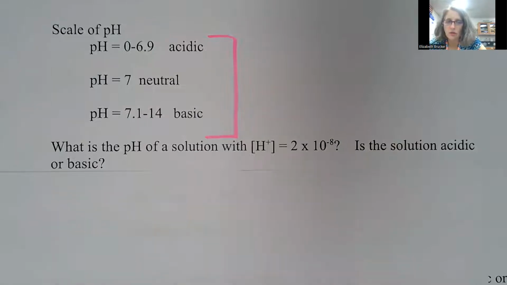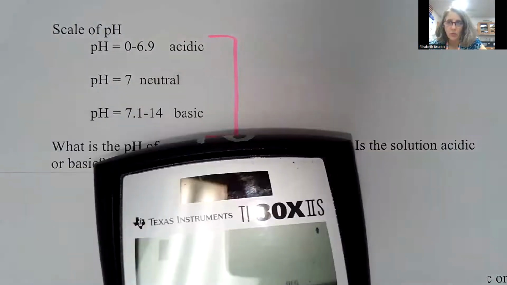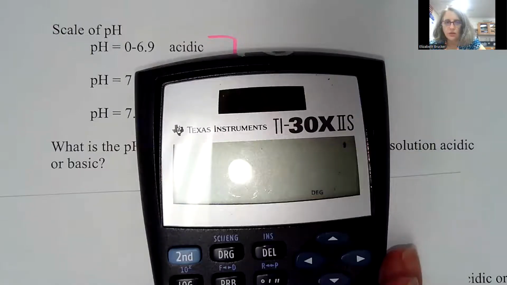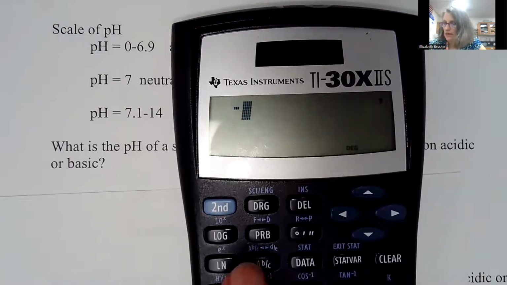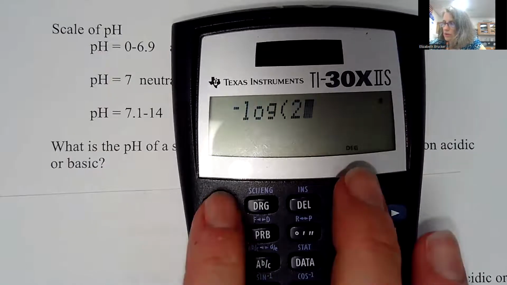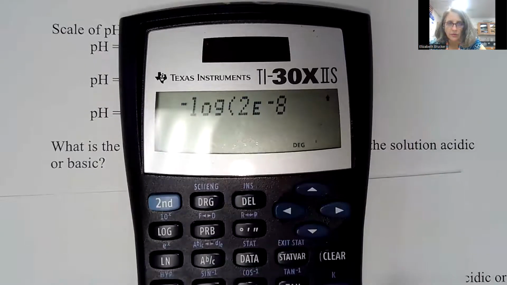So what is the pH of a solution with a hydrogen ion concentration? So again, H plus is hydrogen ion concentration of 2 times 10 to the negative 8. Is the solution acidic or basic? So again, get out your calculator so you can follow along with me. And what we're going to do is take the negative log of that number. So you're going to type in your calculator, negative, and hit the log button on your calculator so you get log, and then you type in 2, second function E, negative 8. So that's what it should look like on your screen.